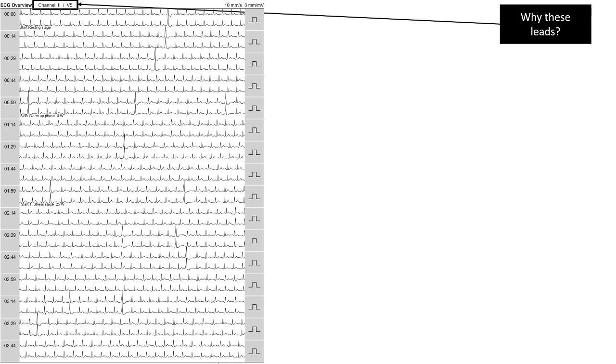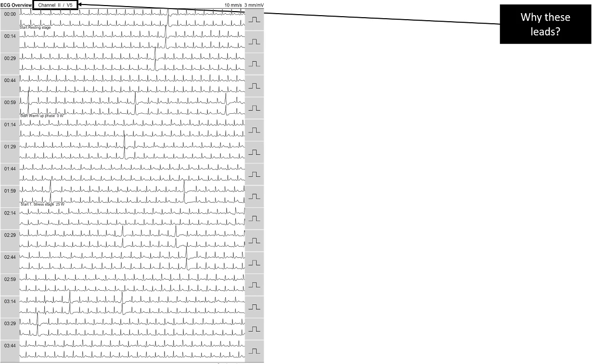Like for example, if V5 gets loose, you can still look at channel 2 and see if everything is correct. This will help you to differentiate between technical errors and real physiological or real ECG changes. Why specifically these two leads?